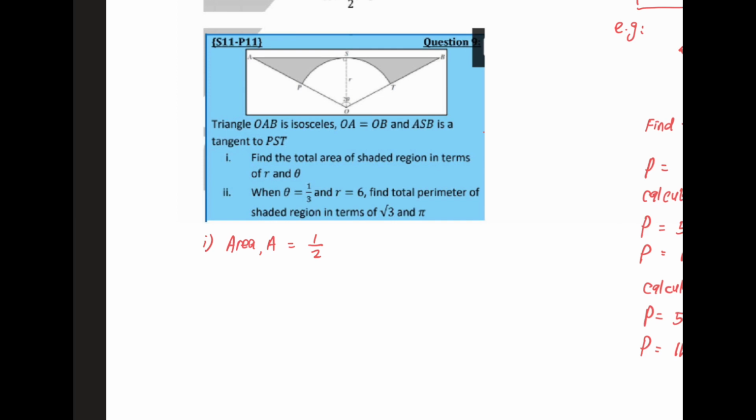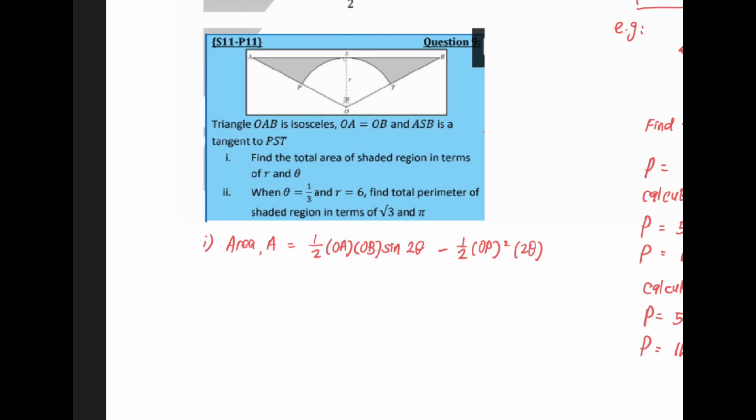Okay, OA times OB sine 2 theta, that is the area of triangle, minus area of sector, 1 over 2 OP square, and then after that theta, 2 theta. That is the area of sector. Okay, now we have to simplify it.